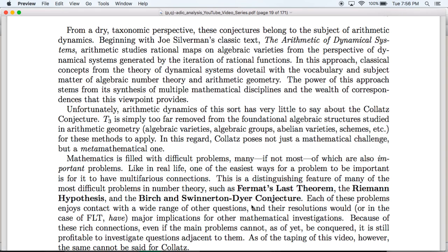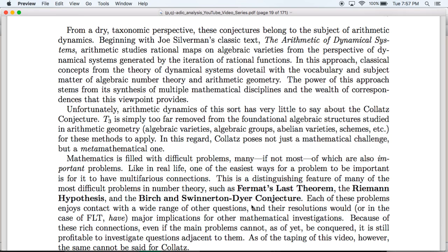In this approach, there is a wonderful dictionary between the language of dynamical systems and the language of algebraic number theory and arithmetic geometry. So, for example, there are connections between periodic points and pre-periodic points, and the measurements of numerical complexity called heights, and it's a very fruitful approach that lets you do a lot of things. Unfortunately, classical arithmetic dynamics of this sort has very little to say about the Collatz conjecture.